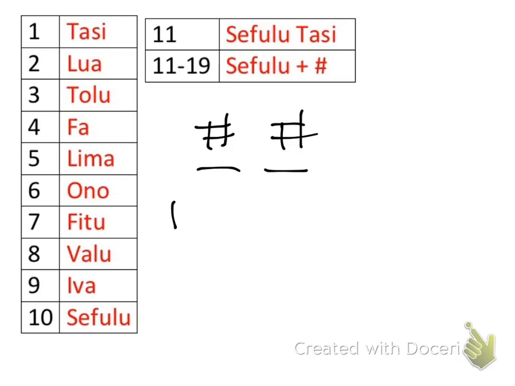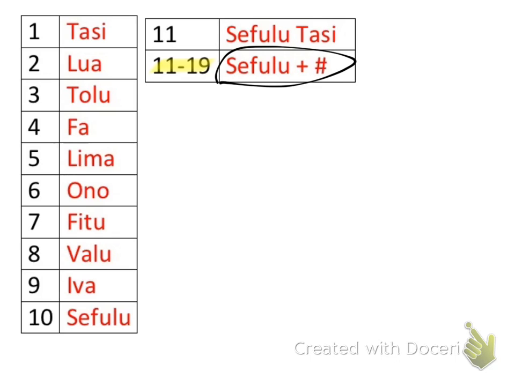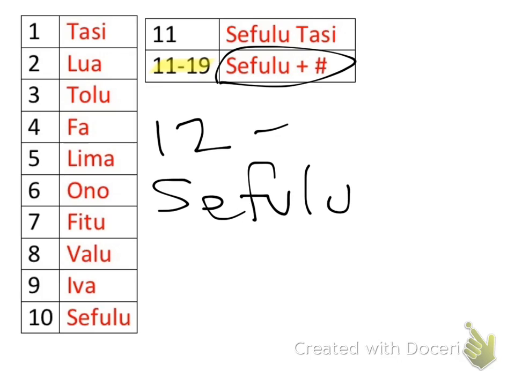Okay, if that is a little bit over your head, I'm a math guy. I kind of like looking at it that way. If that's over your head, just remember that for 11 through 19, you have a Sefulu that goes first, and then whichever number next. So 11 is Sefulu Tasi, Sefulu plus the number. Let's say I want to write 12 down. What would I write? I would write Sefulu first, because my little diagram says, or if you want to think about the tens place, whichever works best for you.